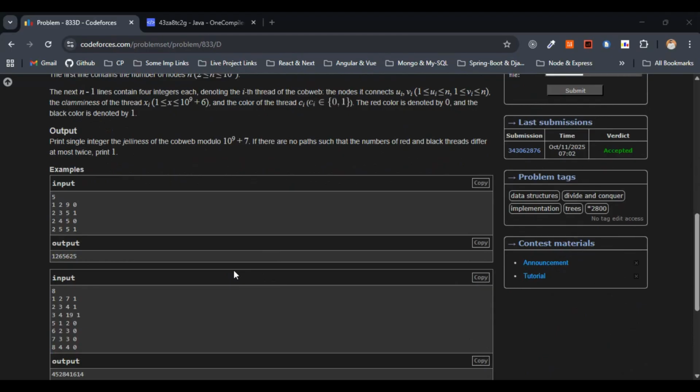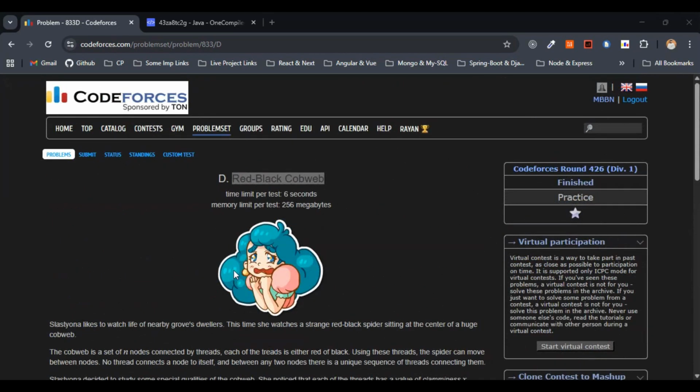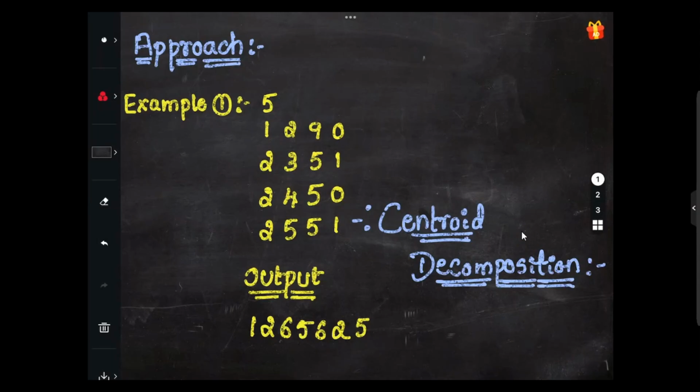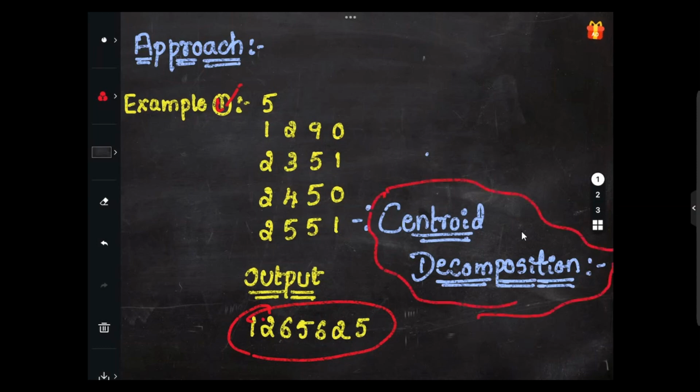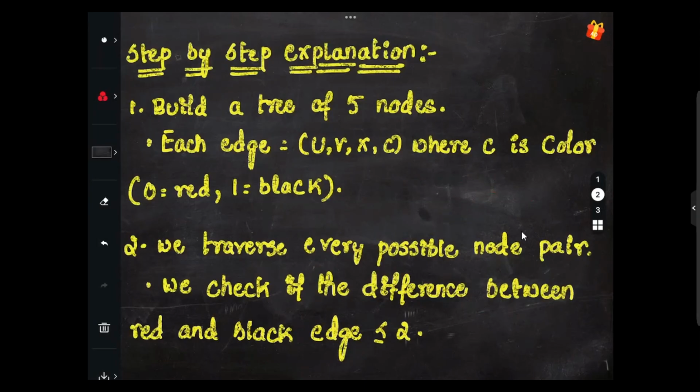Now, as we have the idea on the question and the input output, let's discuss the approach, followed by the complexities, and then let's write the code. As usual, let's discuss the approach first. Here I have considered the same first example that they have given in the question. The output that we need to get here is 12656, and we'll be going with a centroid decomposition approach to solve this particular problem. So let's move on with the step-by-step explanation.